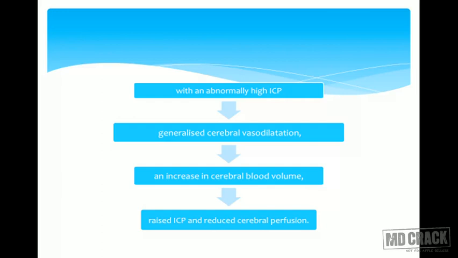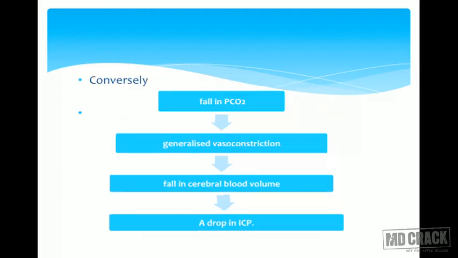So brain vessels are responsive to carbon dioxide. Whenever there is an increased amount of CO2, it will cause vasodilatation. Vasodilatation will increase the blood flow in the brain parenchyma. Once the blood flow increases, it will cause raised intracranial pressure and reduce cerebral perfusion.